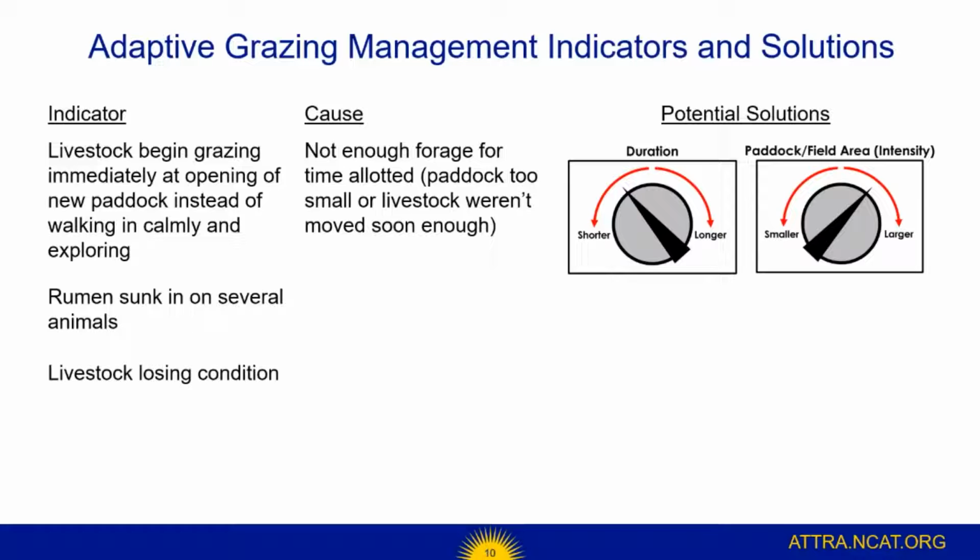If we're looking at animal behavior, and we turn animals into a new paddock, and they begin grazing immediately at the opening of that new paddock instead of walking in calmly and exploring it, that's generally caused by not having enough forage for the time allotted, right? The paddock was too small, or the livestock weren't moved soon enough, and so you're keying in on their behavior.